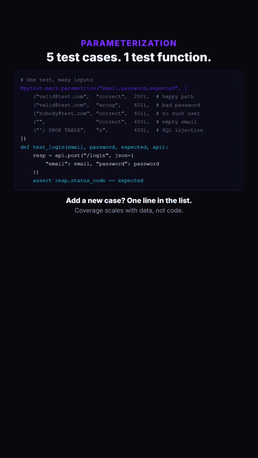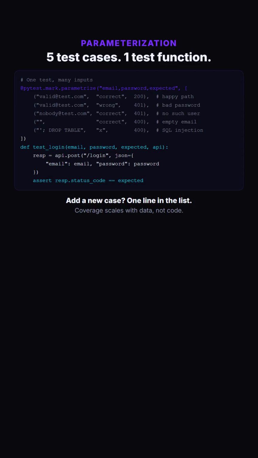This is how you implement boundary value analysis in code. Every boundary becomes a parameter. The test logic is written once. You can also parameterize with external data. Load a JSON file. Read a CSV. Query a fixture database. Pass that data into parameterize. Now your test coverage scales with your data file, not with your test code.